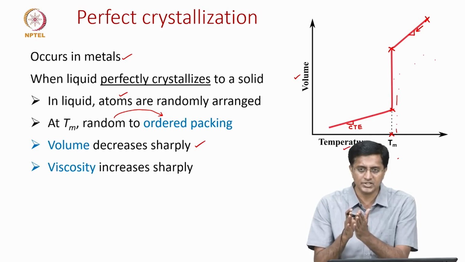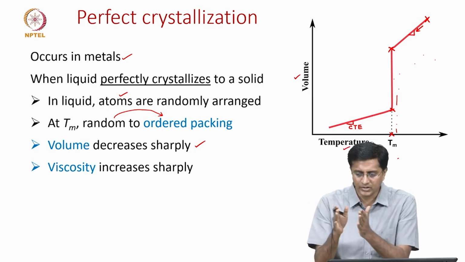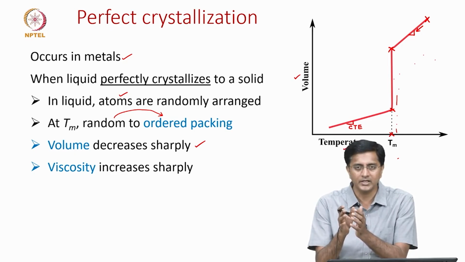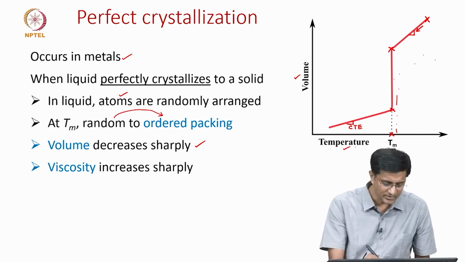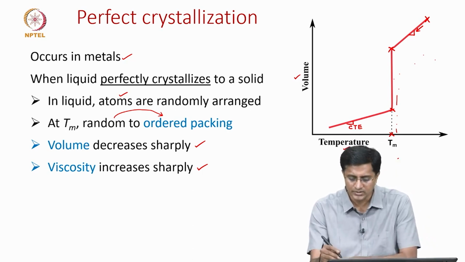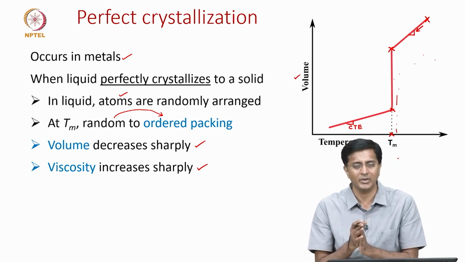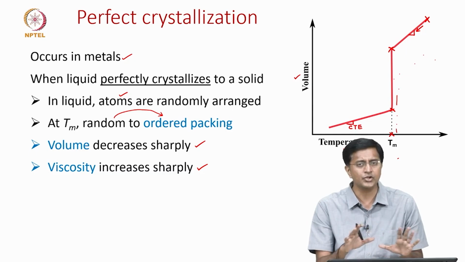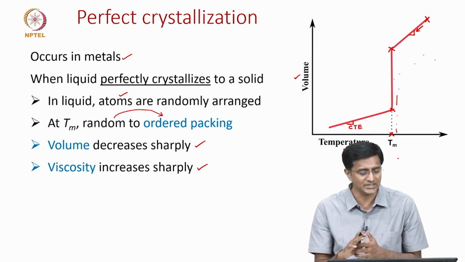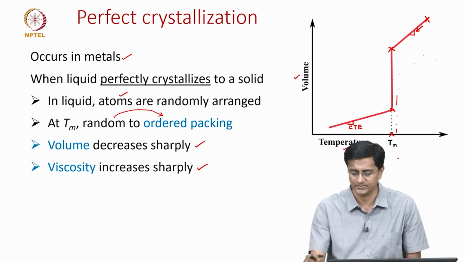We said viscosity is the resistance to flow. When we have this ordered state of crystallinity, flow is difficult, because once the atoms are close by, there are interatomic or secondary forces which bind them together. So, it is hard to move them apart. That is the reason why the viscosity increases sharply, by a very huge value, just before and after the melting point temperature. This should give you an idea about how perfect crystallization occurs, which is common in metals. But now let us see how this is different from the way polymers crystallize.